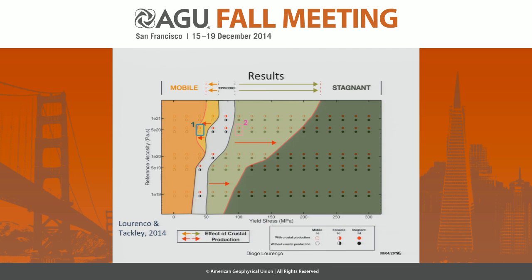And this is a regime diagram that he's come up with. On the right, this is yield stress, and this is some reference viscosity. So at high yield stress, you get stagnant lid convection. At low yield stress, you get mobile lid convection. And simply switching on magmatism and the production of oceanic crust has moved the boundary between these different regimes upward in yield stress space by about a factor of 2. So now it becomes easier to have, in this case, episodic subduction by roughly a factor of 2.